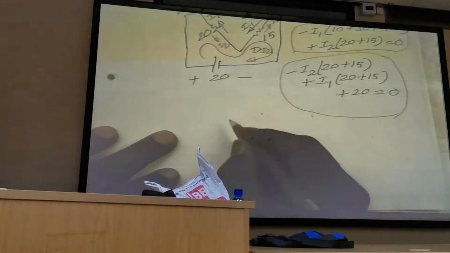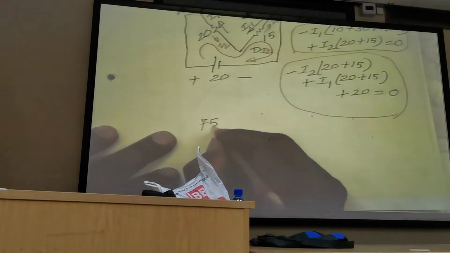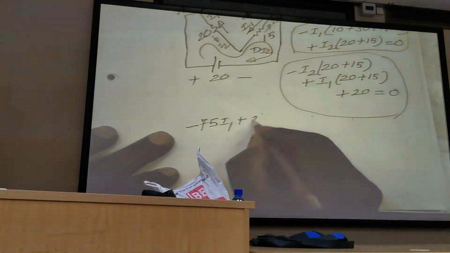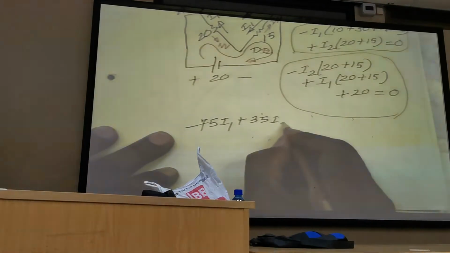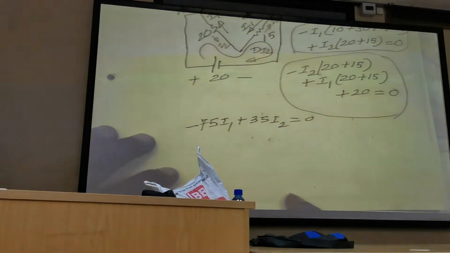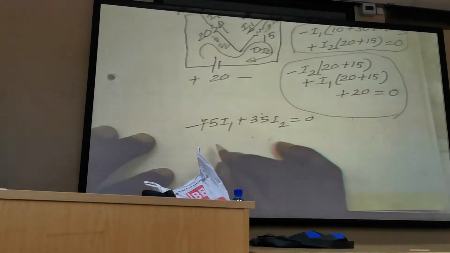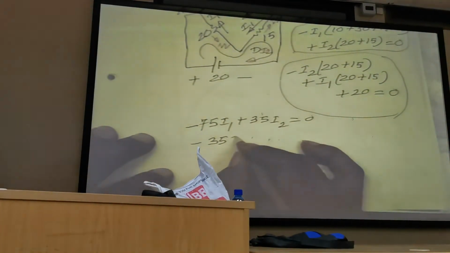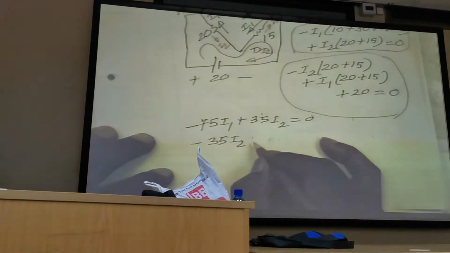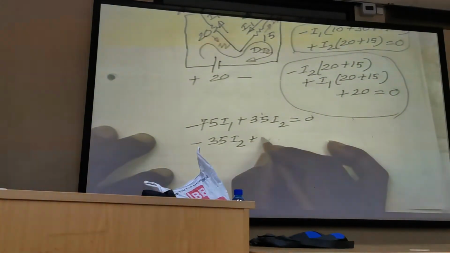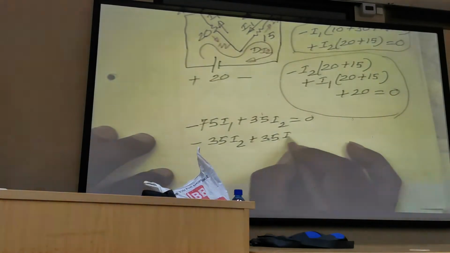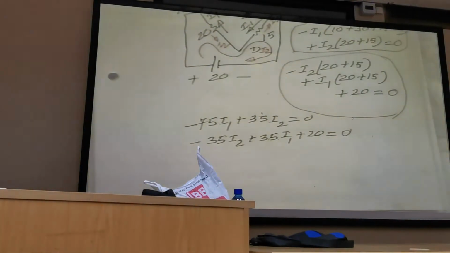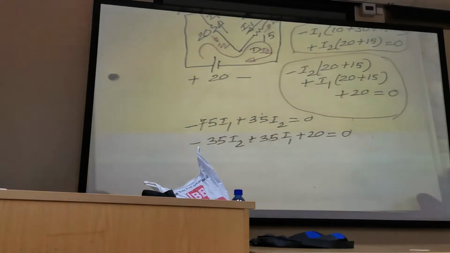75 I1 negative plus 35 I2, and here you have 35 minus 35 I2, and 35 I1 plus 20 equal to 0. So you need to solve those and you can find out the value of I1 and I2, right?